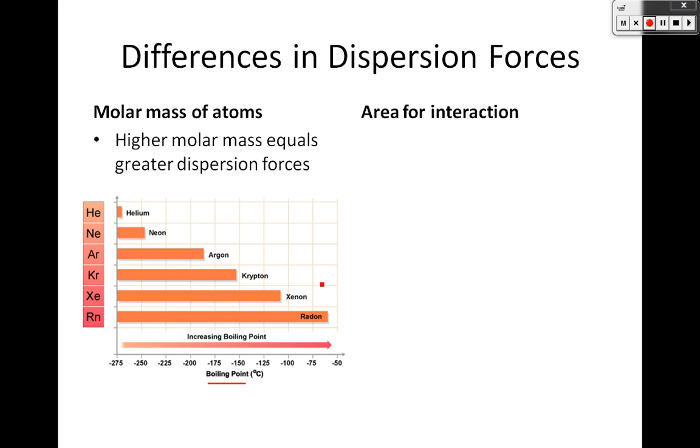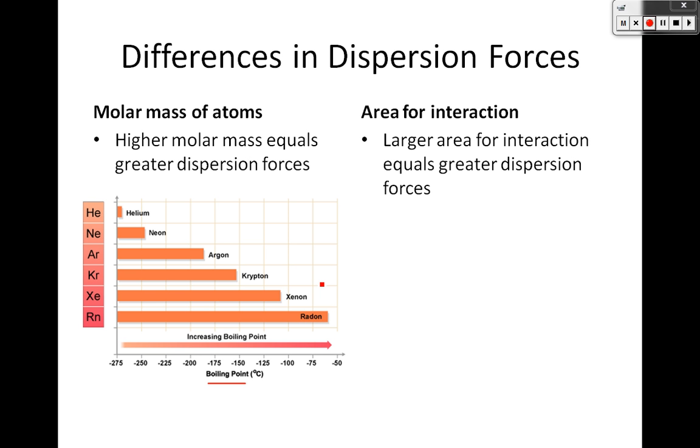So, area for interaction. A larger area for interaction equals greater dispersion forces. You can think about it as the larger area that the molecules have to interact with each other, the greater the force between them, the greater the ability for a force between them. So let's look at an example of that.